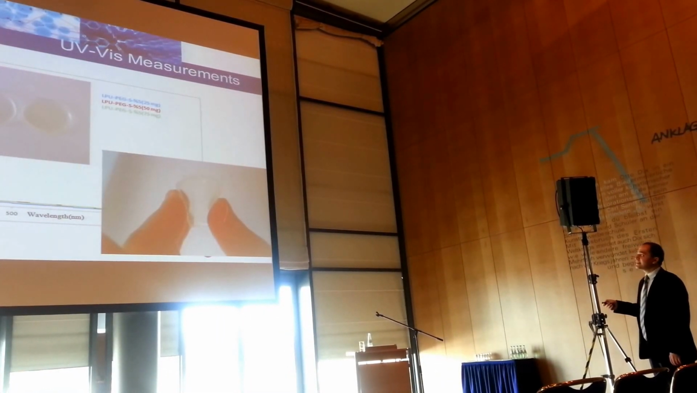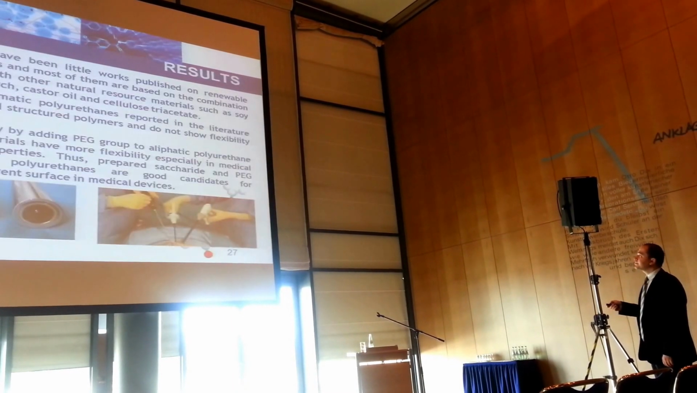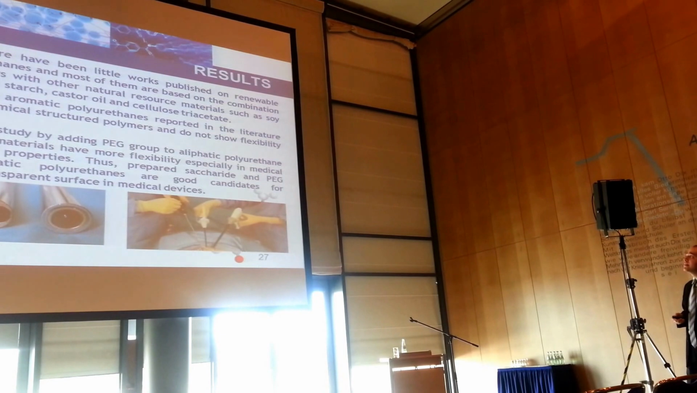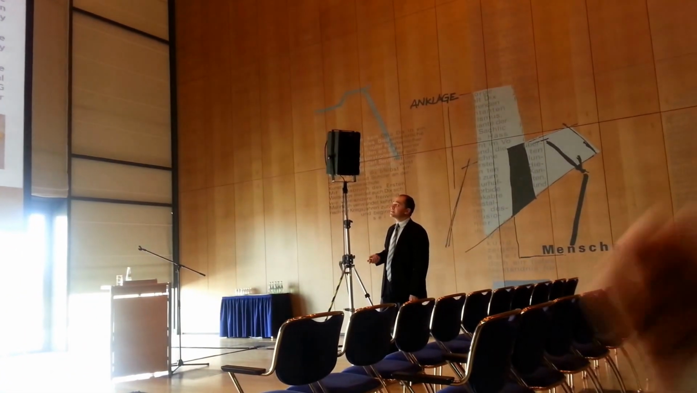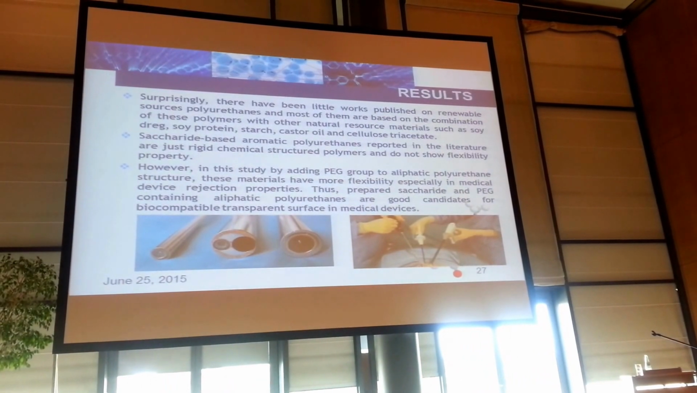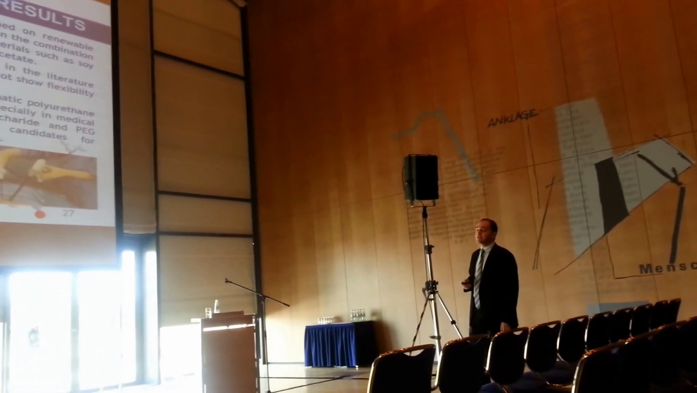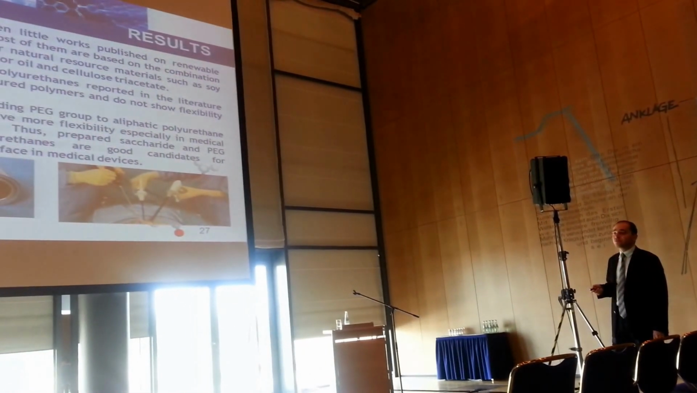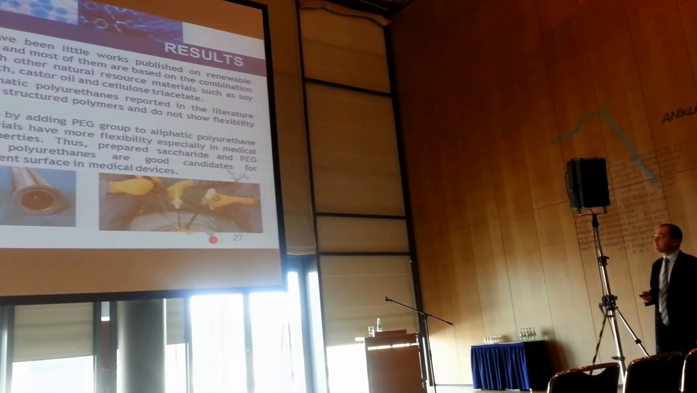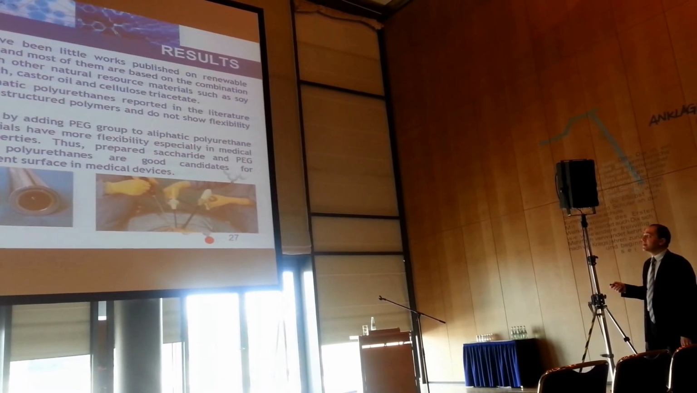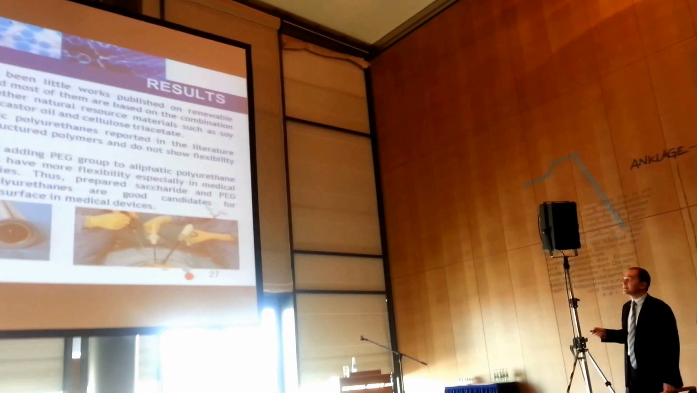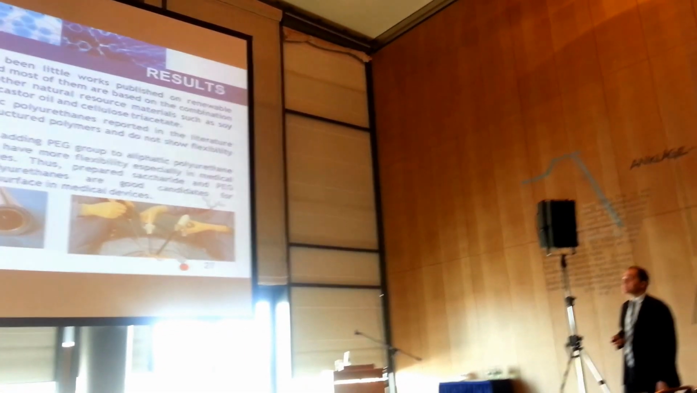This image shows us the flexibility of the polyurethane we synthesized. Surprisingly, there have been few published works on renewable resource polyurethanes, and most of them are based on combinations of these polymers with other natural resource materials such as soy protein, starch, castor oil, and cellulose triacetate. Saccharide-based aromatic polyurethanes reported in the literature are just rigid chemical structure polymers and do not show flexibility. However, in this study, by adding polyethylene glycol groups to the aliphatic polyurethane structure, these materials have much more flexibility, especially in medical device properties. Thus, we prepared saccharide and PEG-containing aliphatic polyurethanes. They are good candidates for biocompatible transparent surfaces in medical devices.